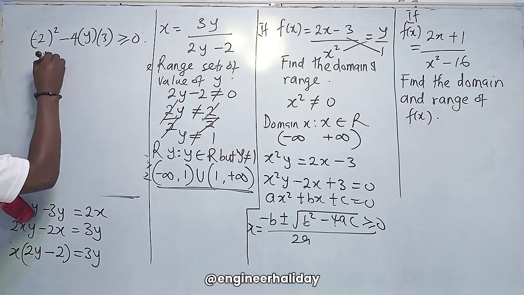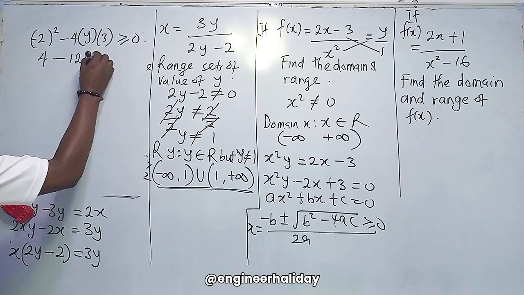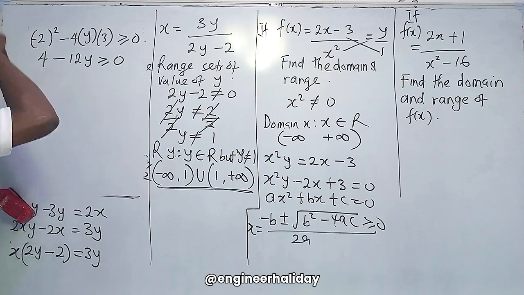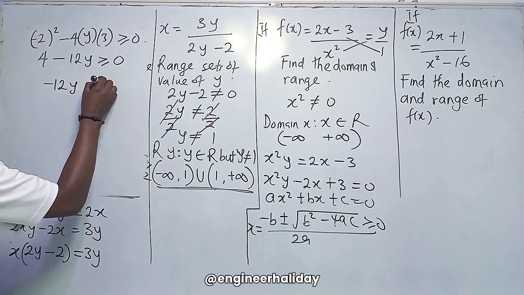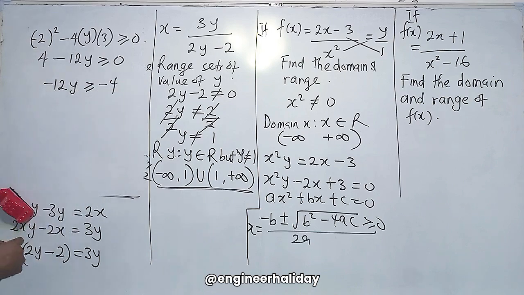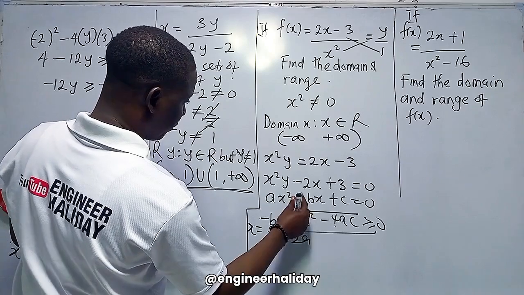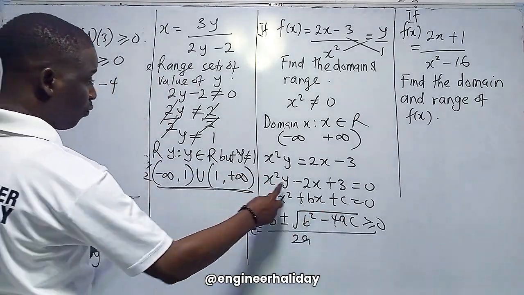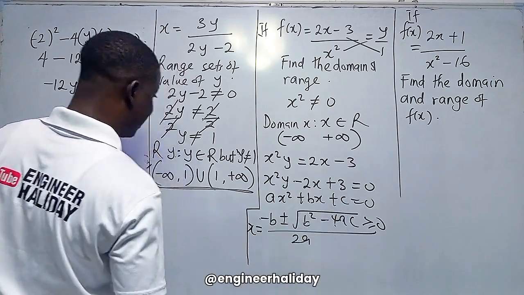So this one was 4 minus 12y, which is greater than or equal to 0. So what do we do now? Take minus 4 to the other side of the equal sign: minus 12y is greater than or equal to minus 4. Don't forget that what we are doing is b squared, which is 4, then minus 4 times y times 3, where a is y and c is 3.